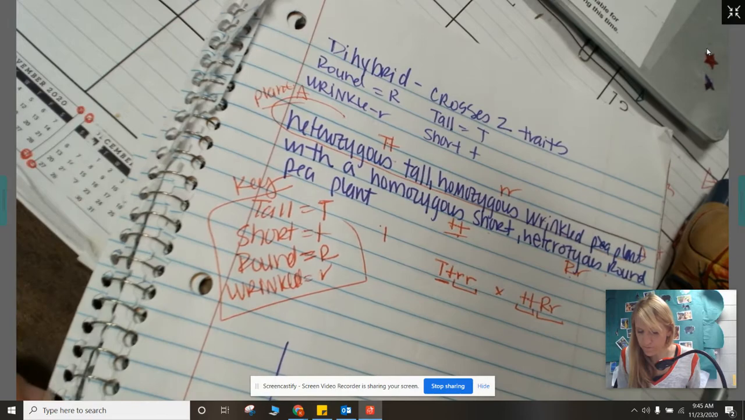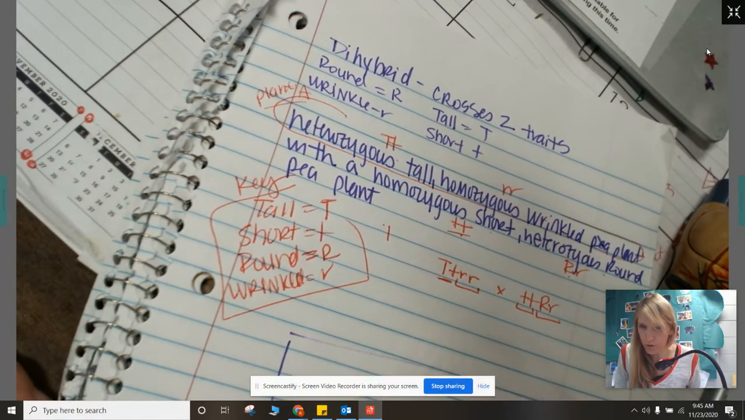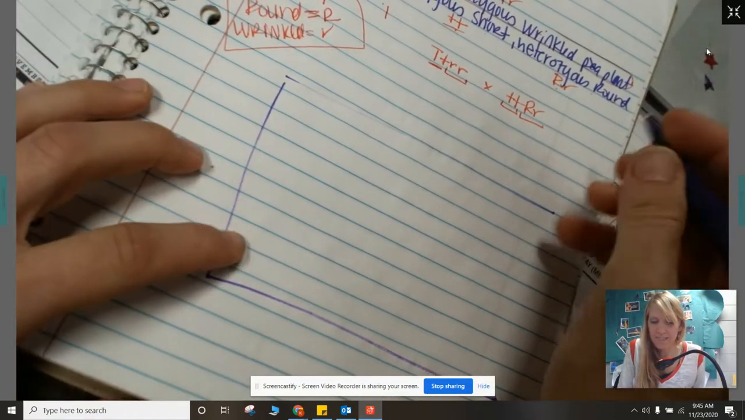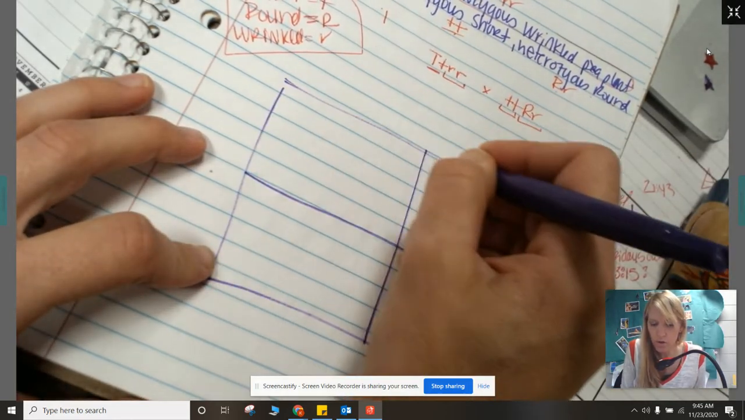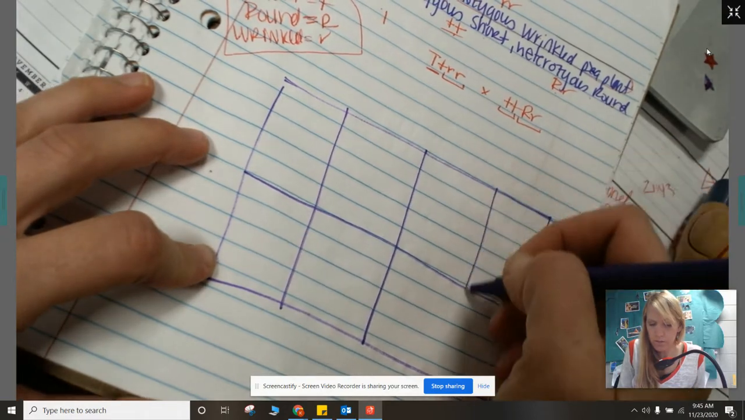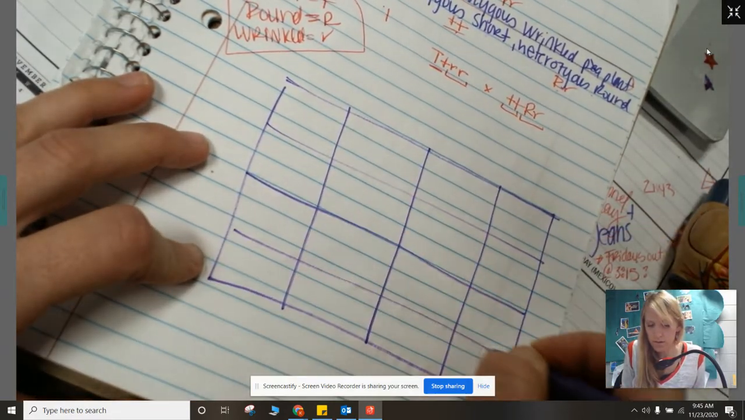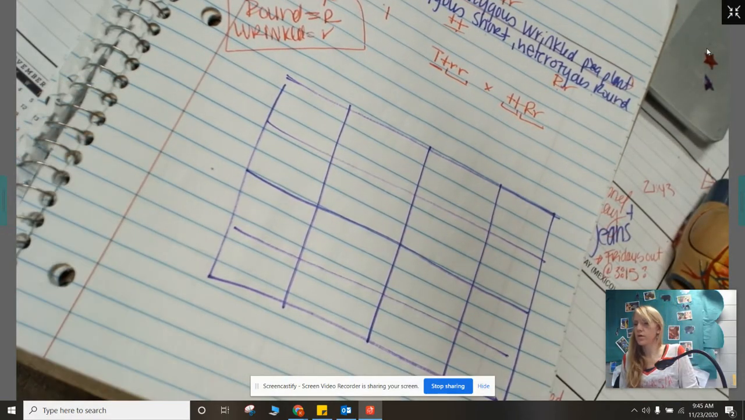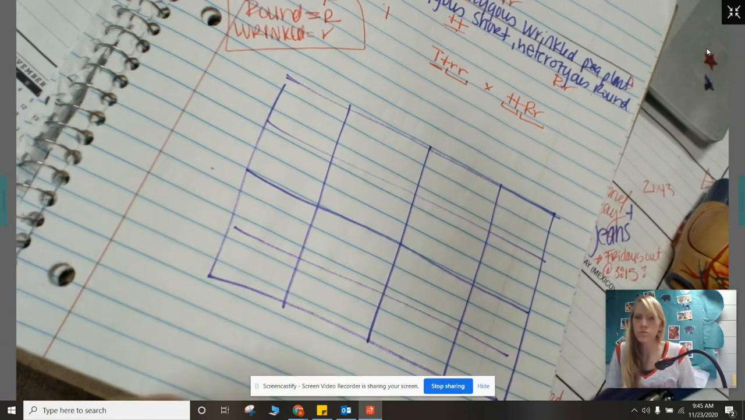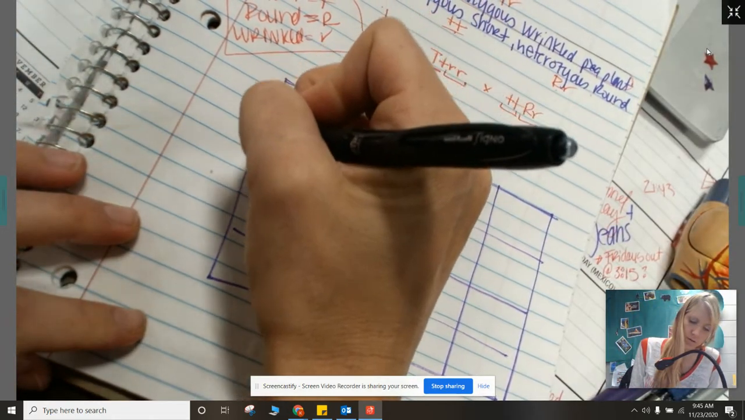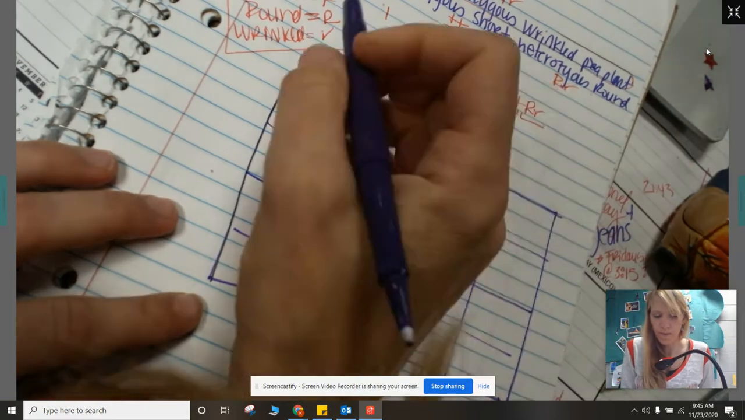Okay, so one thing that's fun is a dihybrid cross uses 16 boxes. What? 16? No, I can't draw that many. Just make a big box and then you just make 16 boxes like that.